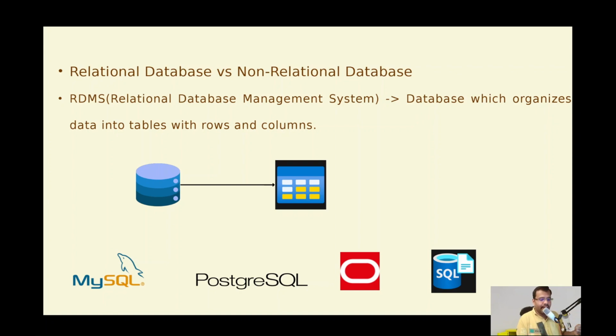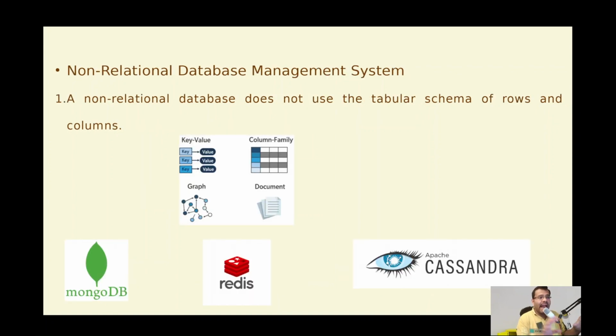So remember, a relational database is that database which has the information organized in the form of tables, which have rows and columns in them. Now let's look at what a non-relational database system is. A non-relational database system does not use a tabular schema of rows and columns. Instead, the data is stored in the form of key and value. So nowadays, many organizations are storing their data in the form of JSON, XML, and that is stored using MongoDB, Redis, or Apache Cassandra.